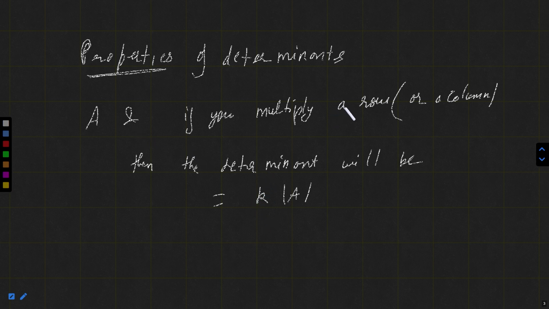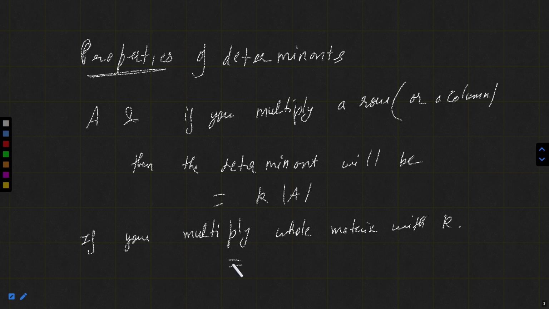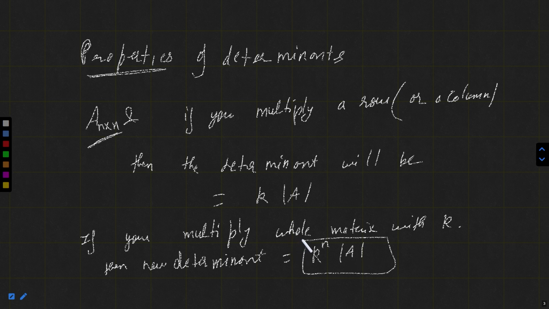If you multiply the whole matrix by any scalar k, then the new determinant will be k to the power of the order times the determinant of A. This must be a square matrix, so for an n cross n matrix, the new determinant will be k to the power n times determinant of A. Simple.